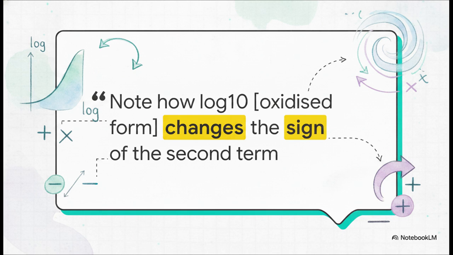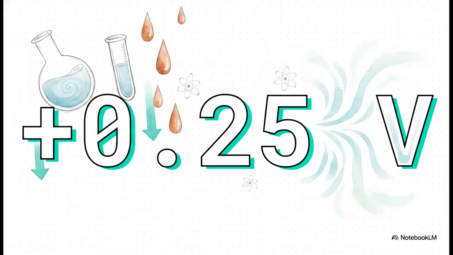Note how the log base 10 of the oxidized form completely changes the sign of the second term in the equation. Because our concentration was a decimal less than 1, its logarithm was a negative number, and that flipped the addition sign in our original equation straight into a subtraction sign. The positive mathematical term became negative, and that mathematically forces the overall value of the potential to drop. And that drop leads us directly to our final calculated value, positive 0.25 volts.